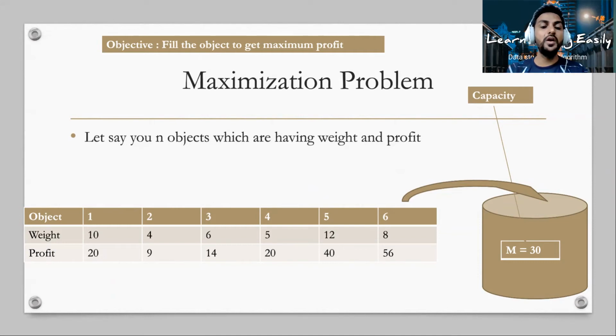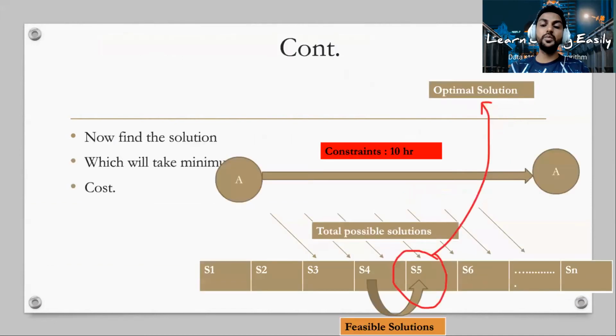Now you want to get the objects into the bag which will give you the maximum profit. So in this problem we are calculating the maximum profit. You need to find a solution for how you will choose the objects which will give you the maximum profit. This problem is known as a maximization problem, and the previous problem, in which we were just looking for the minimum cost solution, is known as a minimization problem.